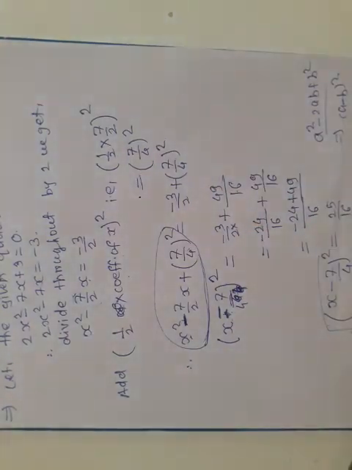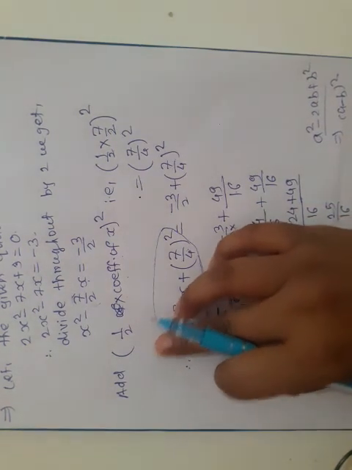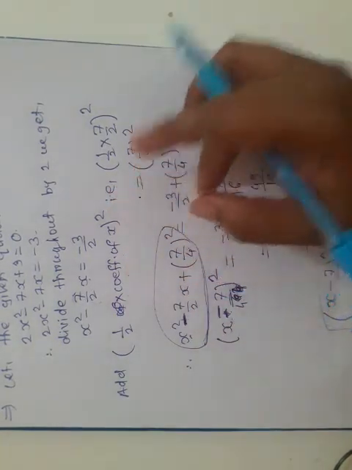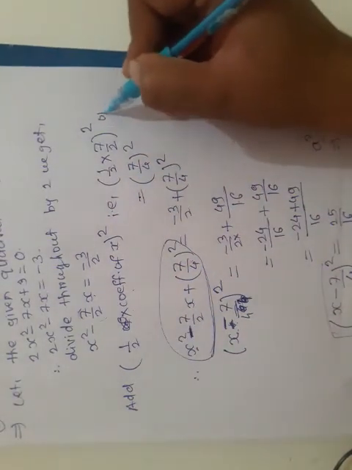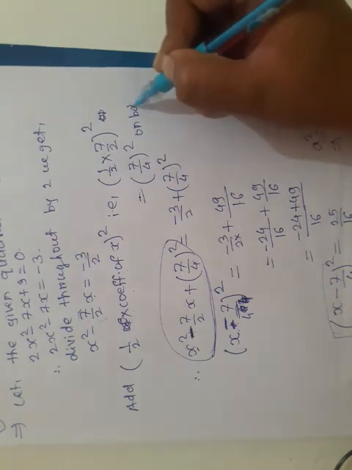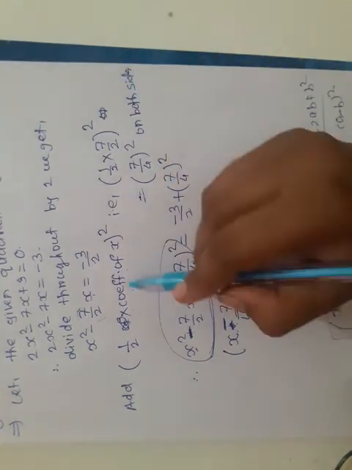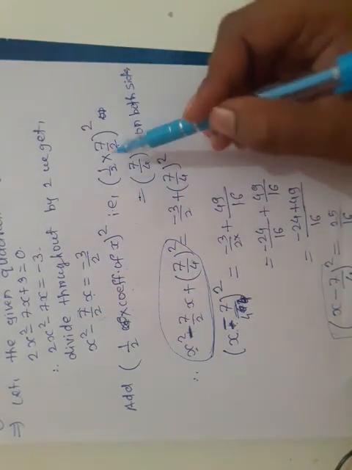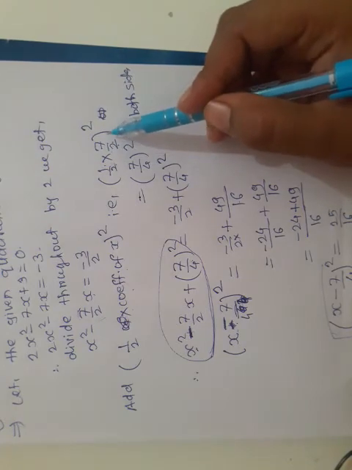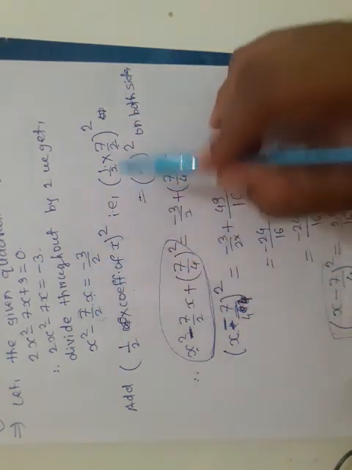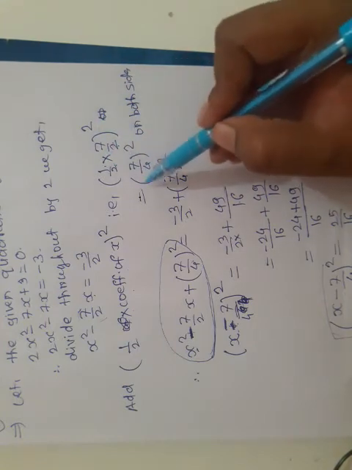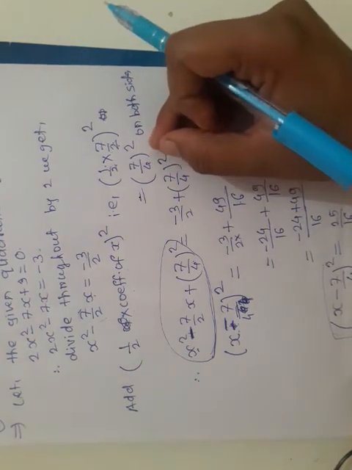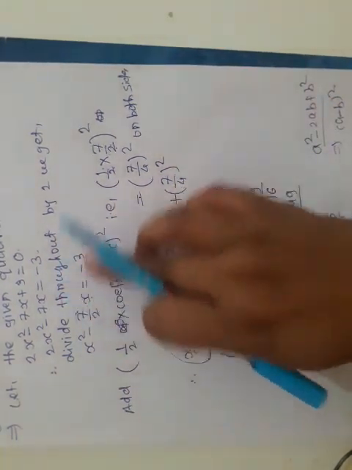Now in our fourth step, what we are going to do is add 1 half into the coefficient of x, bracket square, on both sides. So we have to add this term, 1 half into the coefficient of x. Here the coefficient of x is 7 by 2. We have to take only the positive sign. 1 half into 7 by 2, bracket square, which after multiplication is 7 by 4 bracket square, and we have to add this 7 by 4 bracket square on both sides of this equation.